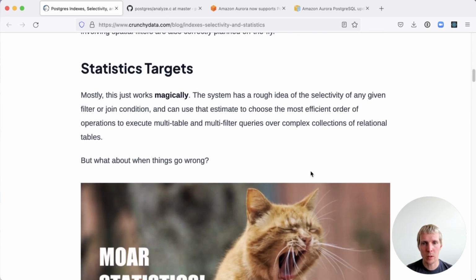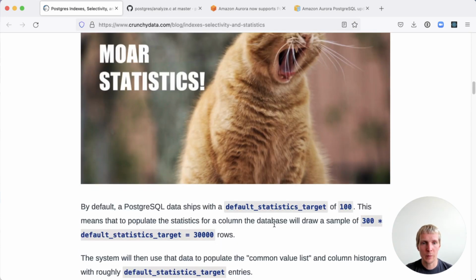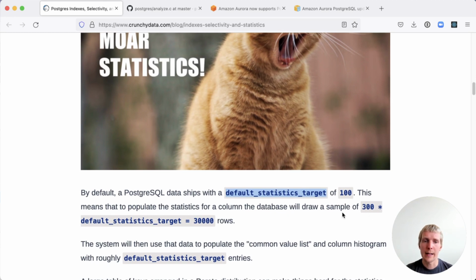He starts out by talking about statistics targets. By default, this is controlled with the default_statistics_target setting in Postgres, and this determines how much information Postgres collects from your table to then make planning decisions later on. The default statistics target is 100, but as Paul points out, it actually means that you're gathering a sample of 30,000 rows. This might be non-obvious, and I decided to take a quick look at the Postgres source code to understand where this magic number of 300 came from.